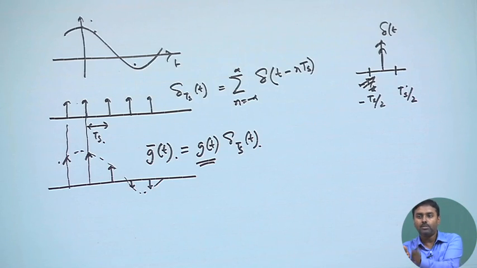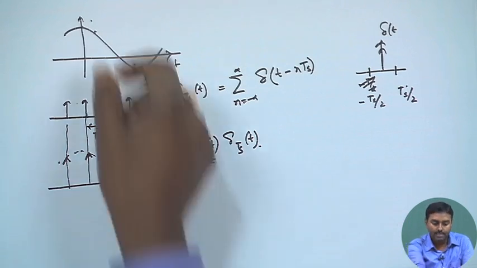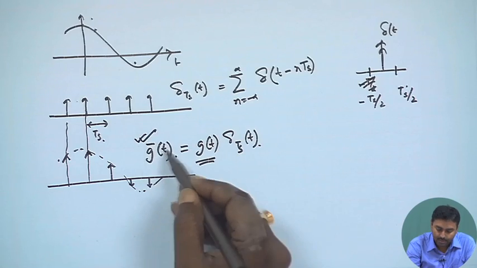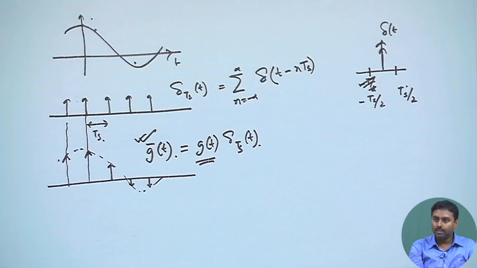Again at the next boundary of Ts, we pick another sample value, which has an amplitude exactly equal to whatever amplitude g(t) has at that point. It is just picking those samples. So we have got our representation, and this is a sampled version of our signal.